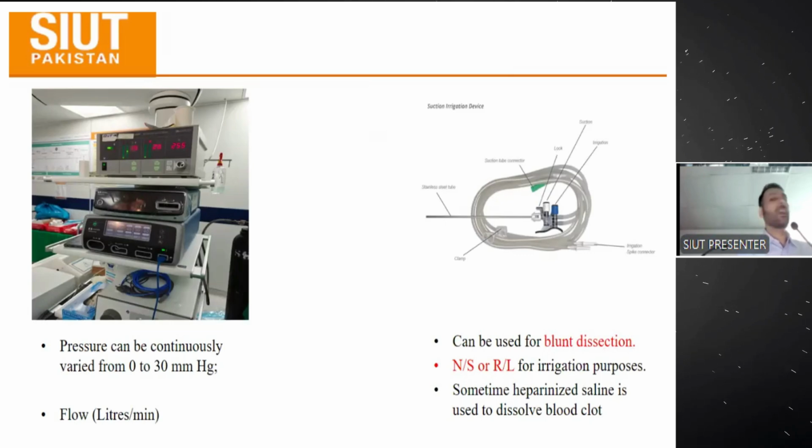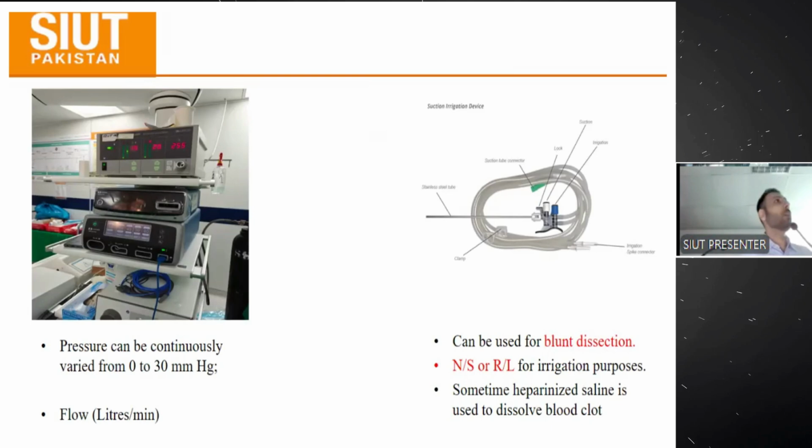On the right-hand side, you see the suction irrigation device, with which you suck the blood inside the intra-abdominal cavity. Not only is it used to suction the blood inside the intra-abdominal cavity, most of the surgeons also use it for blunt dissection.